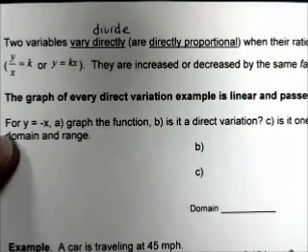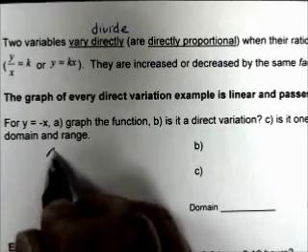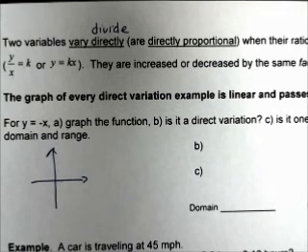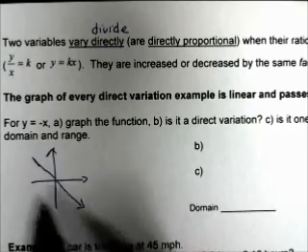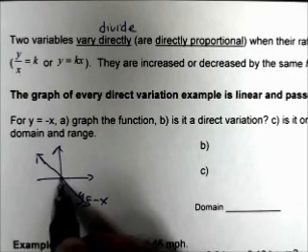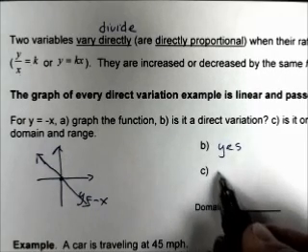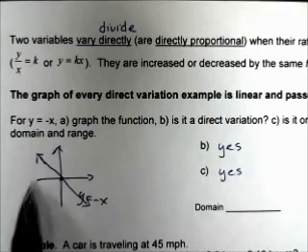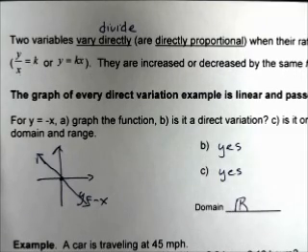For y equals -x, graph the function. Is it a direct variation? Is it 1-to-1? And state the domain and range. Okay, so let's sketch a graph of y equals -x. You might recall from geometry last year that this is a diagonal line that bisects the second and fourth quadrants. So y equals -x would look like this. Is it a direct variation? Well, yes, it is a line that passes through the origin, so that's yes. Is it 1-to-1? Yes. The domain? It's all real numbers. And the range is also all real numbers.